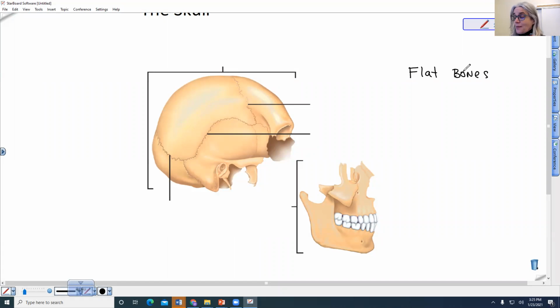These start out as, for example, your skull bones, your cranial bones start out as membranes of mesenchyme that then become ossified. So one of the important things about these flat bones is that they have articulations. This is where the bones come together. And these articulations are referred to as suture joints.